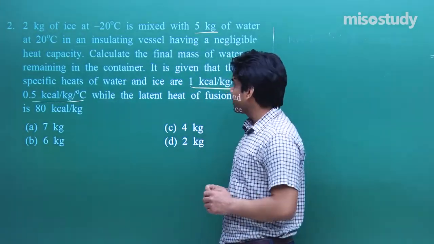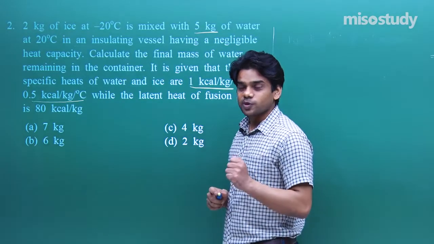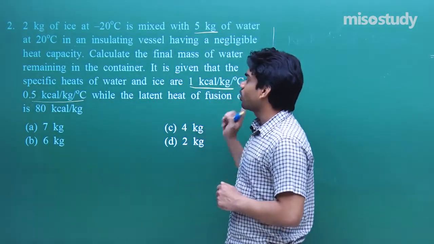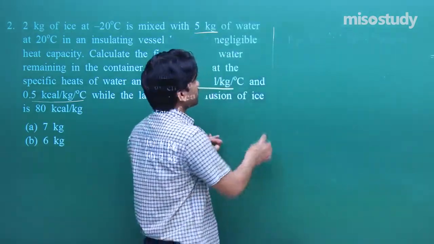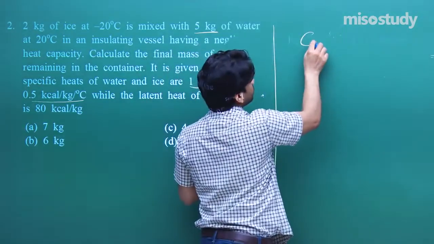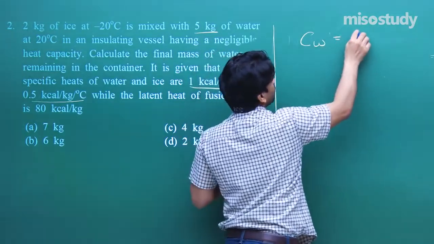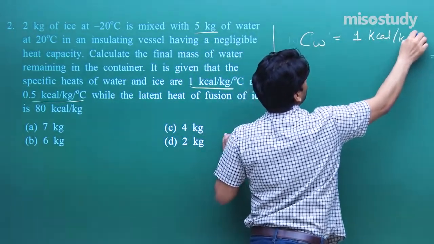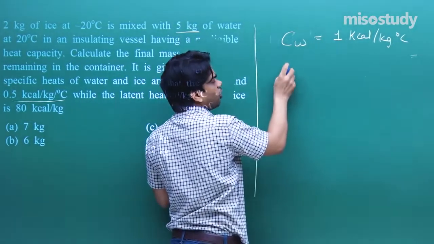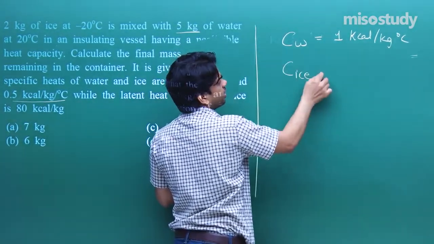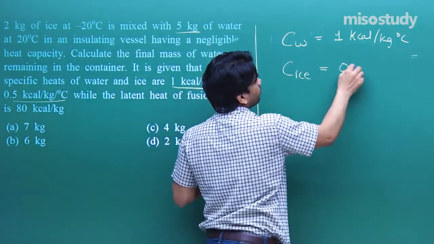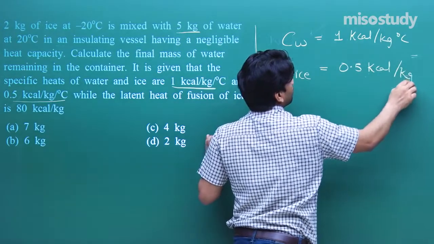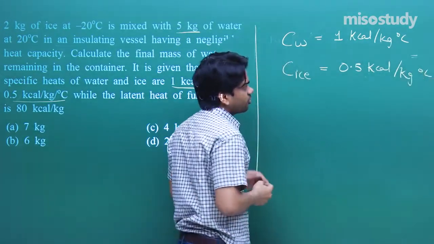Now the case is very simple, and before that let me write down the given specification. It says the specific heat of water and of ice. So Cw of water is 1 kilocalorie per kg per degree Celsius, and we are also given the specific heat capacity of ice as 0.5 kilocalorie per kg per degree Celsius. This is the data that has been provided.